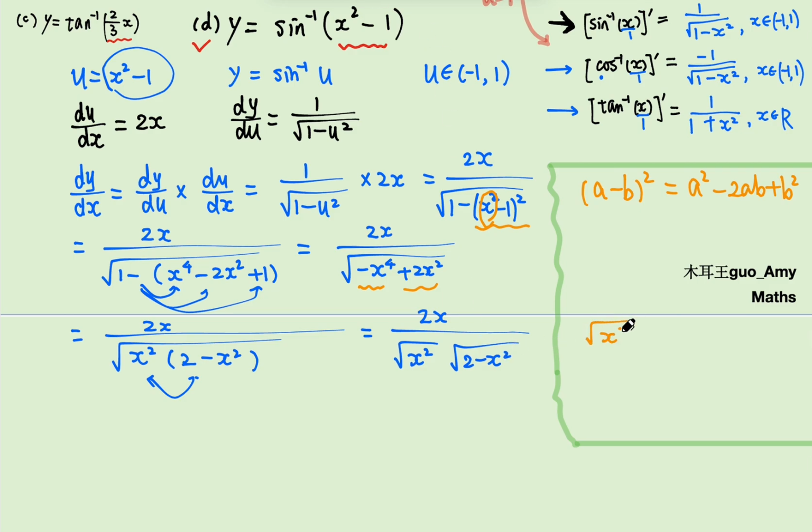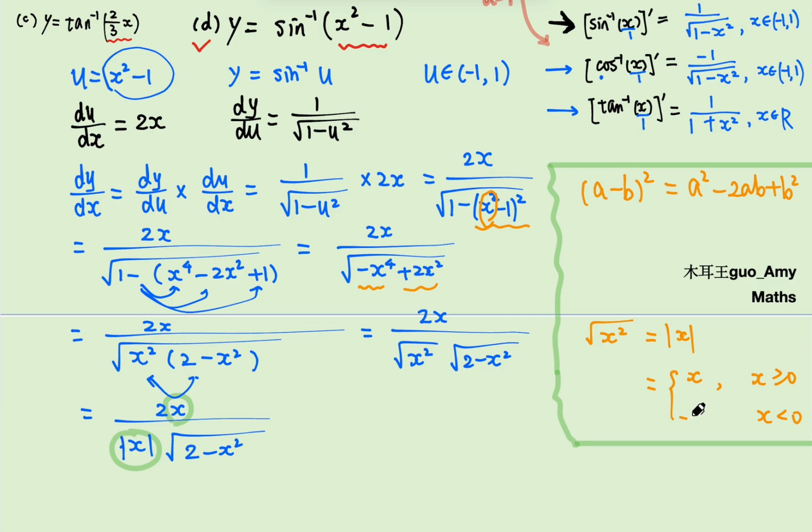Root x squared is equal to the absolute value of x. Then simplified further, we obtain the absolute value of x times root of (2 minus x squared). Since the numerator contains x and the denominator contains the absolute value of x, we try to get rid of the absolute sign to simplify the result further. By definition, the absolute value of x is equal to x when x is greater than or equal to 0, and it is equal to negative x when x is negative.